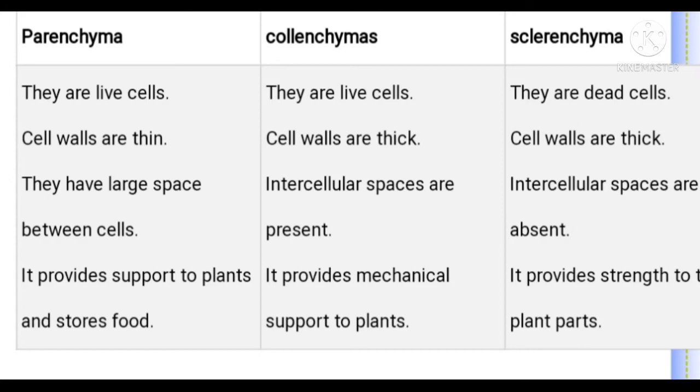Now parenchyma, it provides support to the plants and stores food. Parenchyma is supporting the plant and storing the food. But the collenchyma gives mechanical support to the plants. And the sclerenchyma gives strength to the plant as it can harden things. So this was all about the difference between the simple permanent tissues, that is the parenchyma, collenchyma and the sclerenchyma.